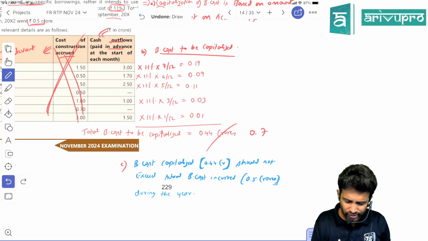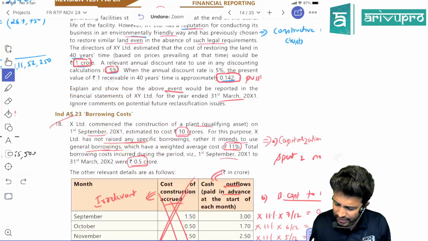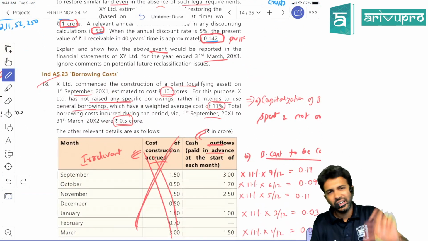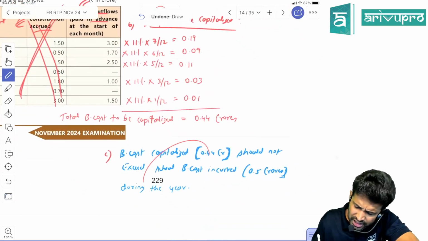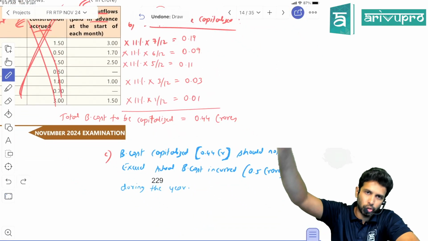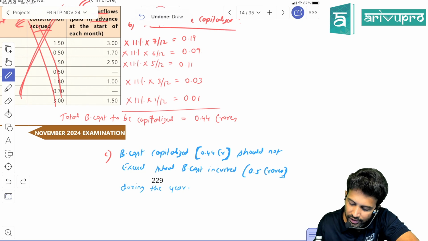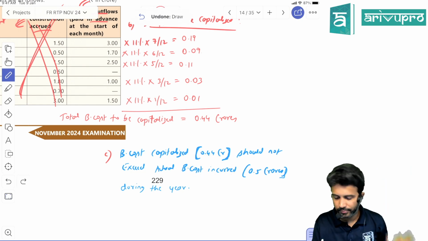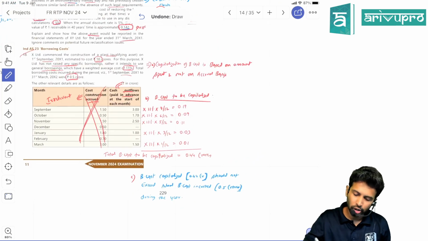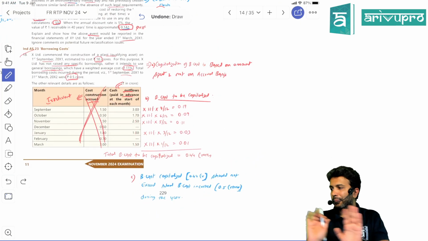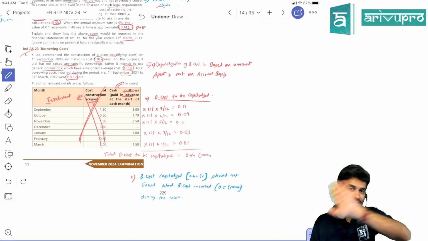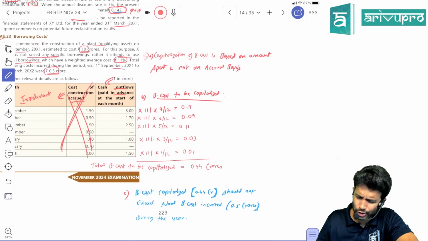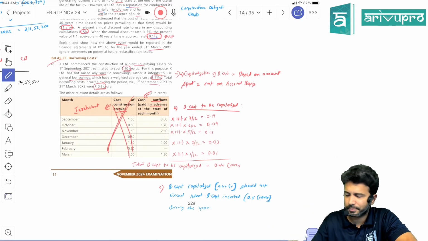No. Usually they don't give this particular data in the question. If they give you that data, give the last conclusion: the borrowing cost to be capitalized should not exceed the actual borrowing cost incurred. That one line, if you write, is good enough. So these 3 points, if you present them, in my opinion, are good enough for the examination. No need to write full stories like the way they presented there.